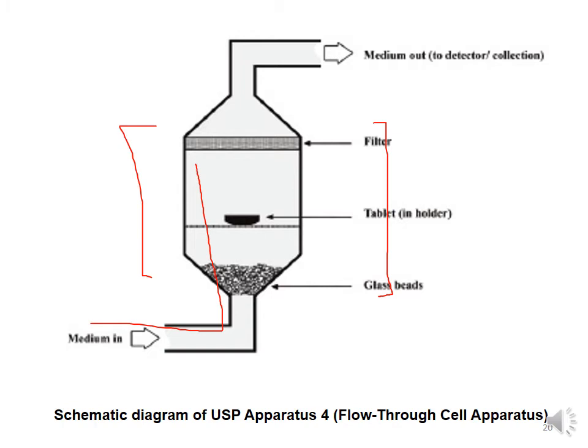The bottom cone is usually filled with small glass beads of about 1 millimeter diameter, with one bead of about 5 millimeters positioned at the apex to protect the fluid entry tube. These are the glass beads. A tablet holder is available for positioning of special dosage forms. The cell is immersed in a water bath and the temperature is maintained at 37 degrees Celsius.